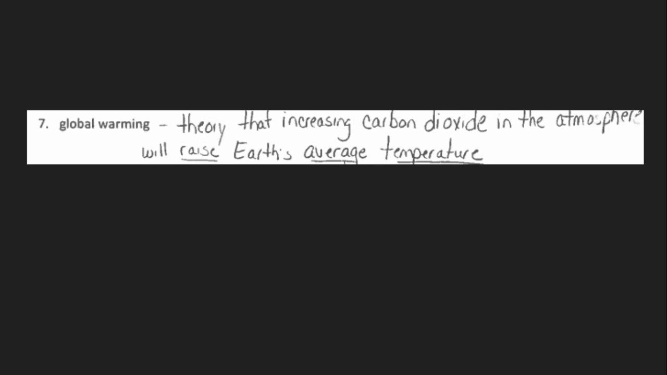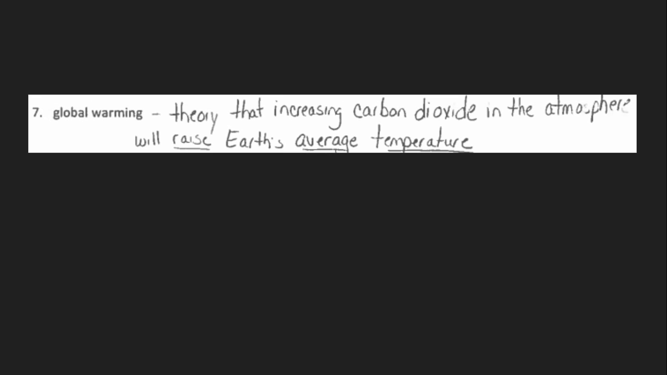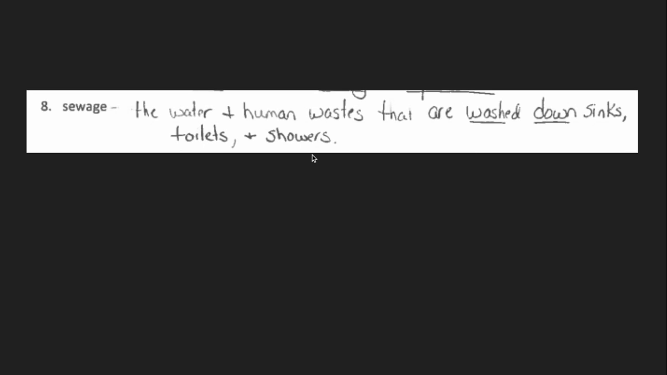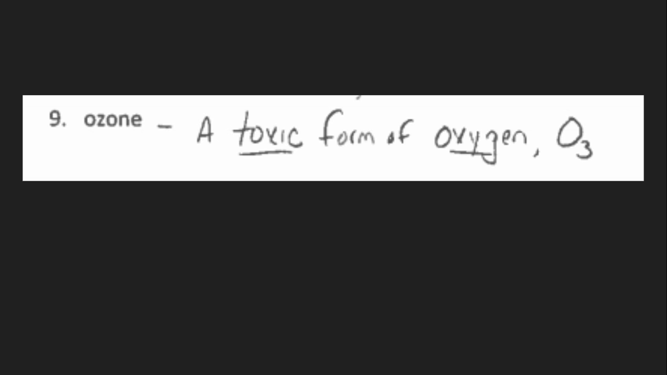Global warming. This is a theory that increasing carbon dioxide in the atmosphere will raise Earth's average temperature. Sewage, the water and human waste that are washed down sinks, toilets, and showers. Ozone, a toxic form of oxygen, or O3. Emissions, pollutants that are released into the air.